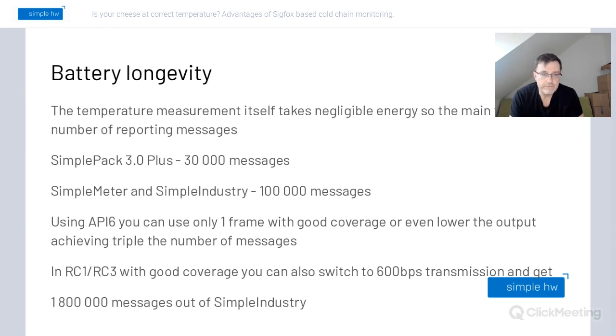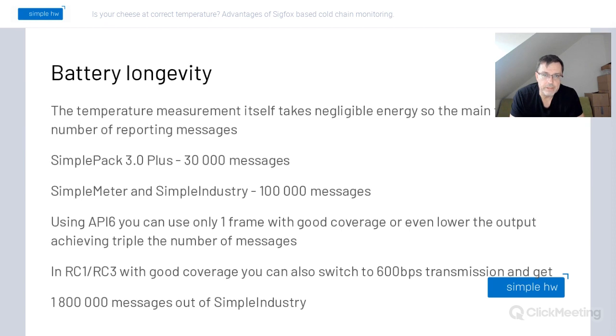If you are using a micro base station in order to densify the coverage at one place, you can switch the SimplePack and the Simple Industry to one frame encoding, because we have really good coverage and we are not going to lose any frames. So you can use one frame encoding, and for RC1 and RC3, you can use 600-bit encoding, basically sending the messages six times faster. That allows you not only to report messages 18 times more often than the 144 daily limit of the normal Sigfox transmission, but it also allows you to transmit 1.8 million messages out of the Simple Industry with the current batteries.